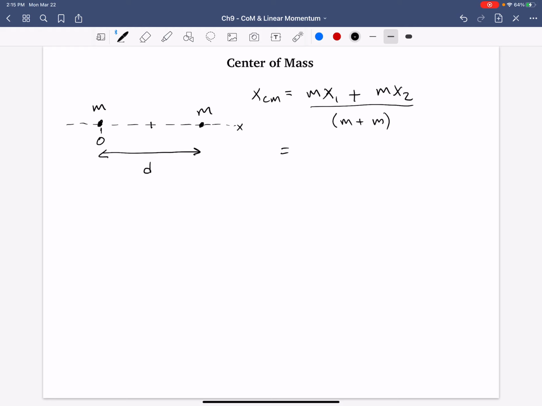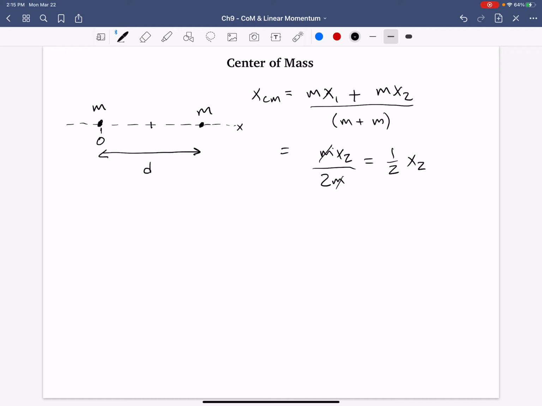So that means that the first term effectively goes away. And we just have m times x2 divided by the total mass of this two-particle system, which is 2m. And now can you see what's about to happen? The mass, which I'm just calling m, cancels out, and we're left with 1/2 times the position of x2.